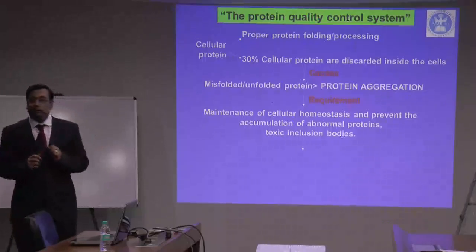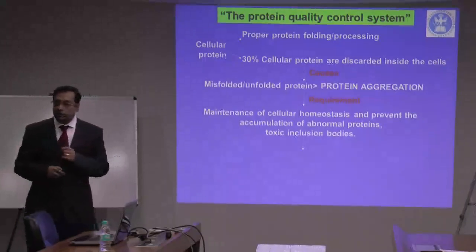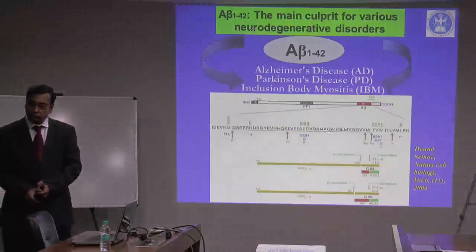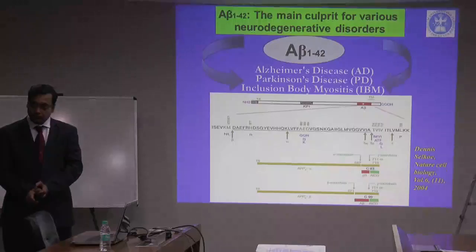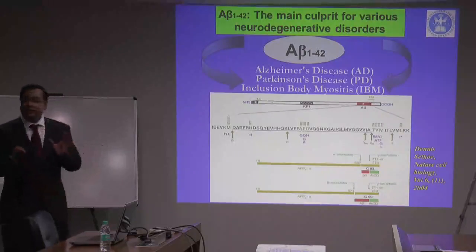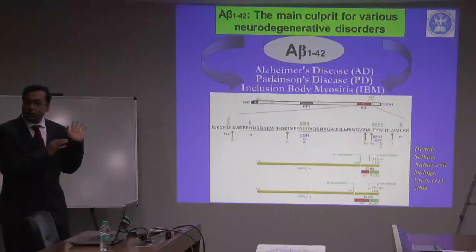So let's talk about some protein chemistry. Yes, please. One question: you mentioned Alzheimer's, Parkinson's, and IBM. So what are the prions? What is prion disease? Prion disease means... I'm just right now talking about the A beta.